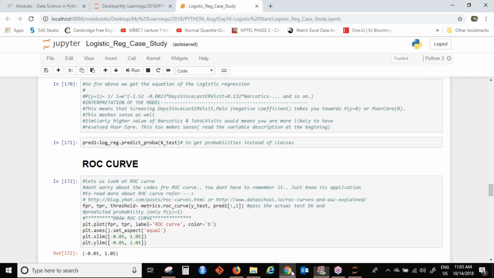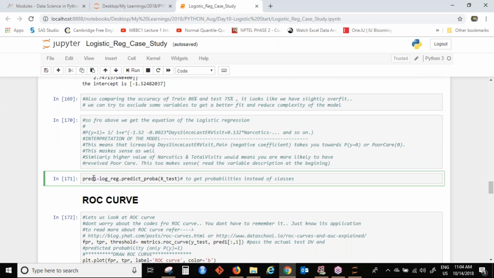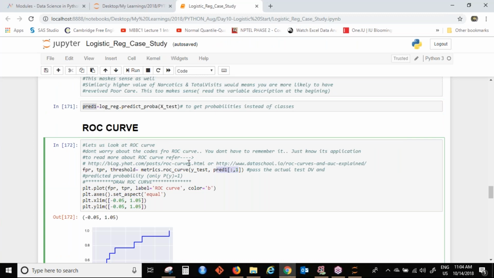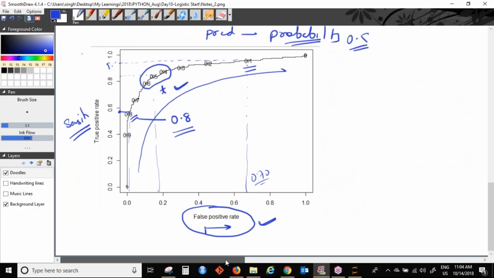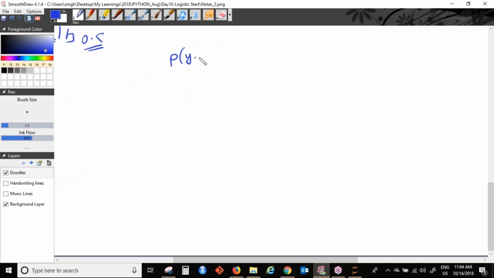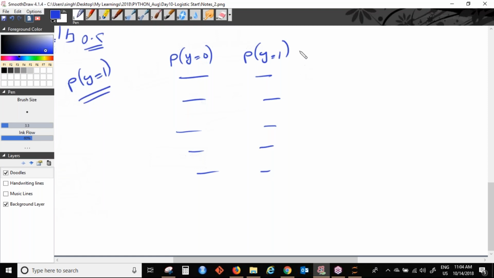So what do I have here? I have predicted the probability here by using the predict_proba function, and this pred1 is what I will pass to the ROC curve. Now this pred1 will look like this. It will give you the probability of both 0 and 1. But in the logistic response function, we have the probability of y equal to 1. So we will have to select this one. How will I select this one?